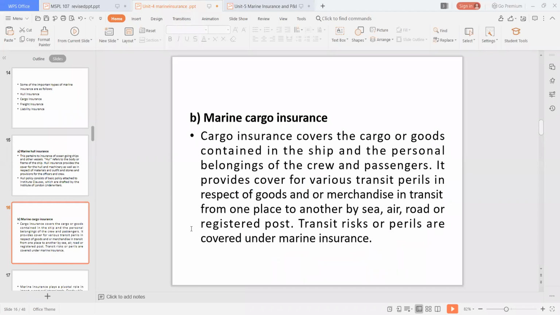This is cargo insurance. Cargo insurance covers the cargo or goods contained in the ship and the personal belongings of the crew and passengers. Personal belongings of the crew and passengers are also covered there. It provides cover for various transit perils in respect of goods and merchandise in transit from one place to another by sea, air, road, or registered post. Transit risks or perils are covered under marine insurance. So these are the things related to marine cargo insurance. Second type.